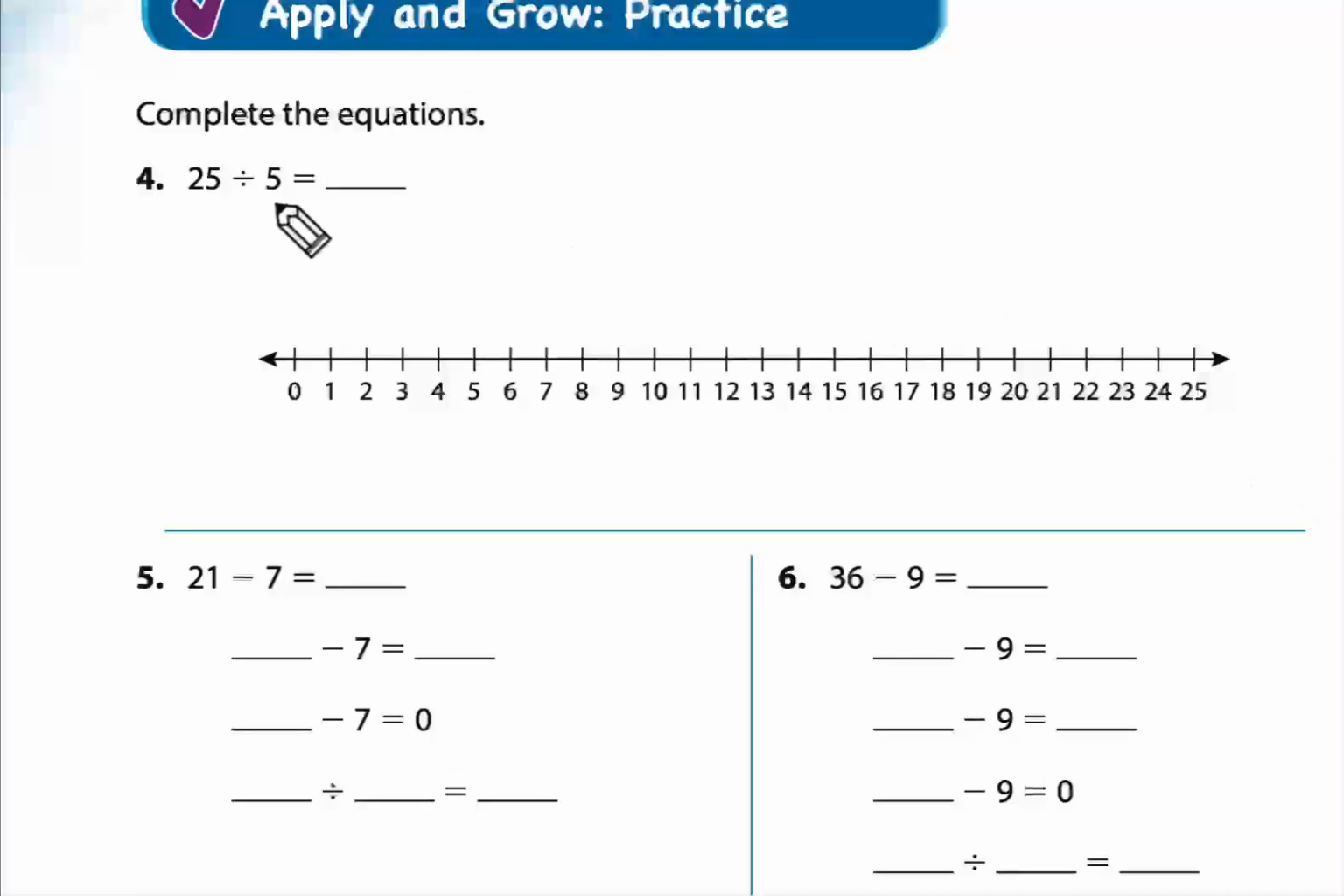25 divided by 5. So start at 25. And we are dividing by 5. So make jumps of 5. Count back 5s. So 25, count back 5s. Count back 5. 1, 2, 3, 4, 5. So we land on 20.